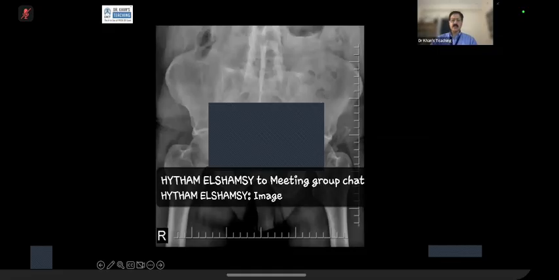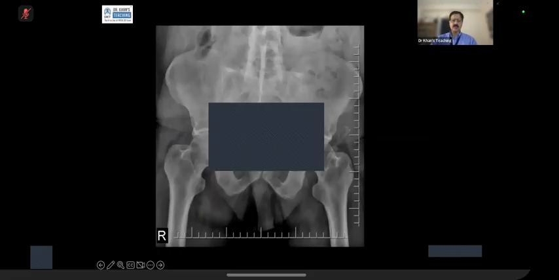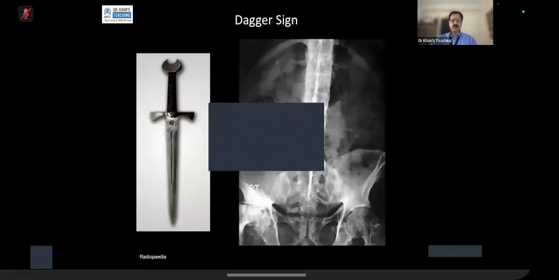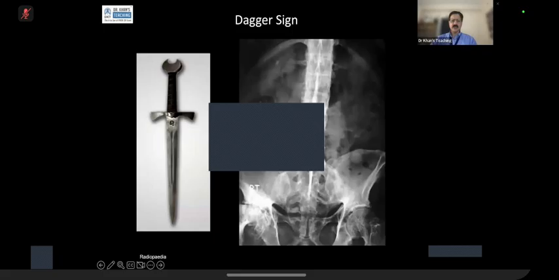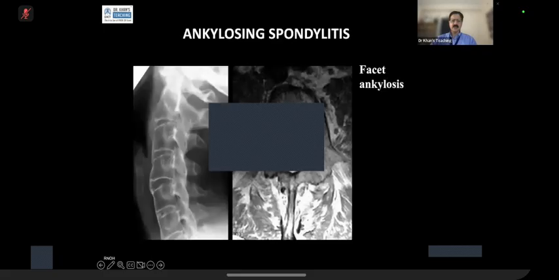Now, this is another potential exam case where we can see ankylosis of the SI joints. We can see this sclerosis of the interspinous and the supraspinous ligament. This is known as the dagger sign. This is a case from Radiopaedia, where you can see the ligamentous ossification. You can see ankylosis. This is the dagger sign.